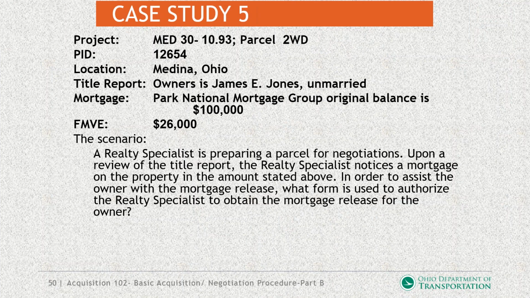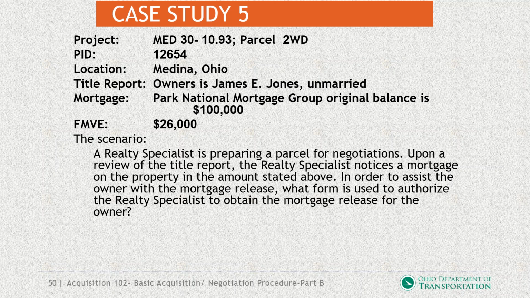This particular project that we're going to deal with is out of Medina County. There's the PID, Medina, Ohio. We're going to look at James E. Jones, who's unmarried. He has a mortgage with Park National Mortgage Group, balance of $100,000. The FMVE is $26,000.